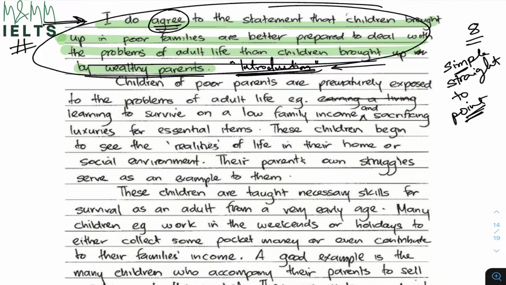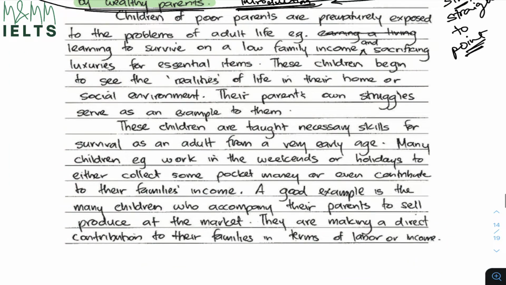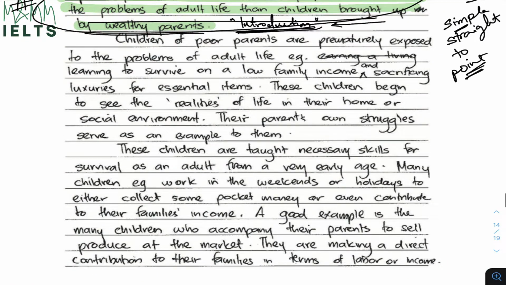Okay, let us move to the second paragraph. All right, if we move to the second paragraph, let us see what they are now doing. Children of poor parents are prematurely exposed to the problems of adult life. So now he has given a sentence. Okay, we will break it down further.